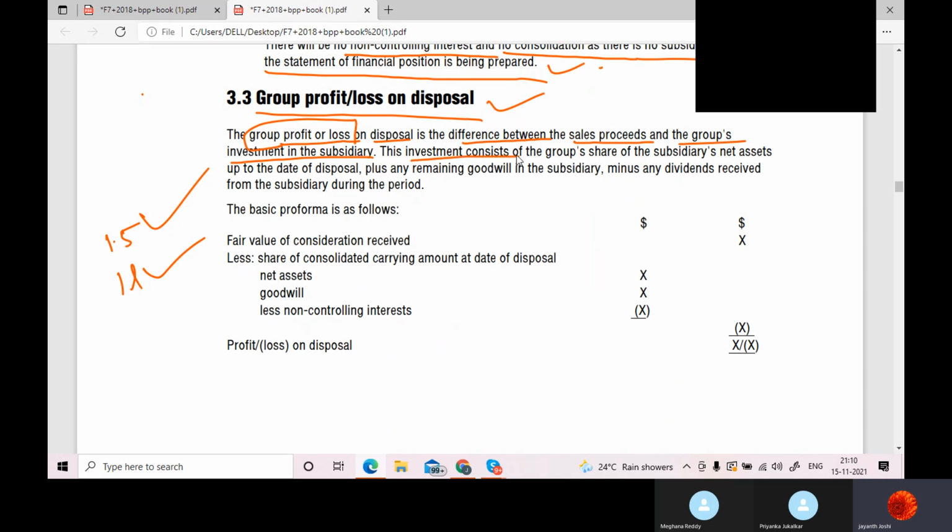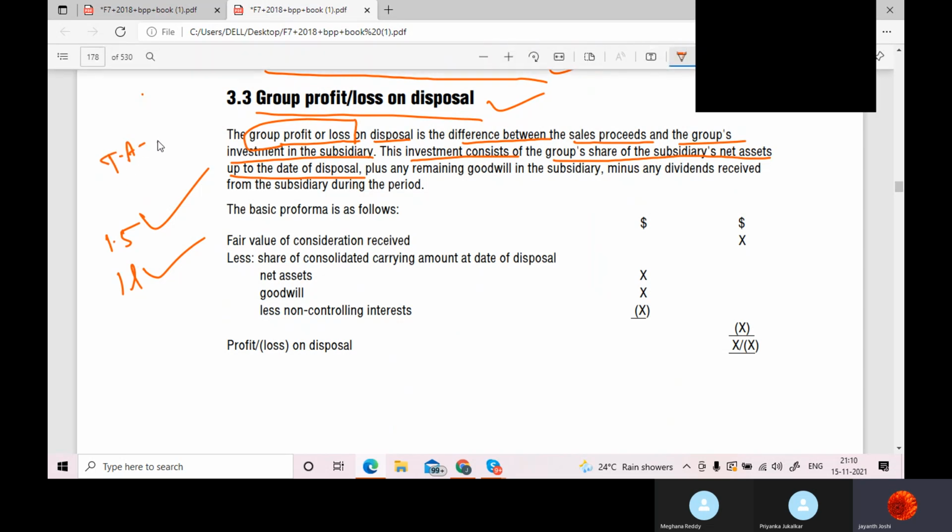This investment consists of, now what is that investment? Let us see. The group share of the subsidiary's net assets up to the date of disposal. What do you mean by net assets? The total of assets minus liabilities. That is called net assets. And we represent the net assets by what?